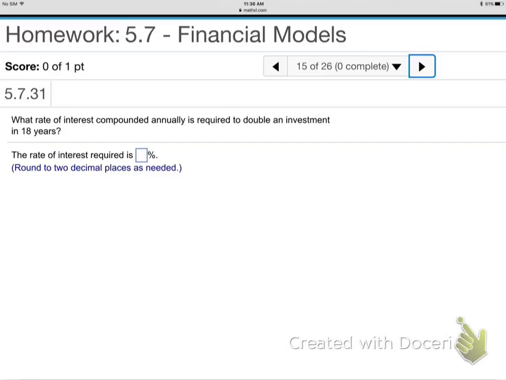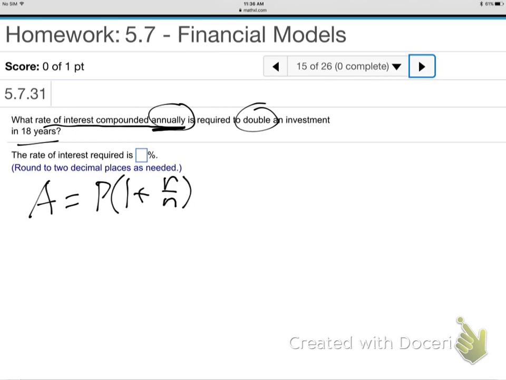Okay, so what rate of interest compounded annually is required to double in 18 years? Double in 18 years. Well, how are we going to do that? First off, it's going to be one of those two formulas. The whole section is basically those two formulas. Which of the two are we going to use, the first one or the Pert one? Does it say continuous? No, it's annually, so we're just using the first one. You only use the Pert one for continuous compounding.